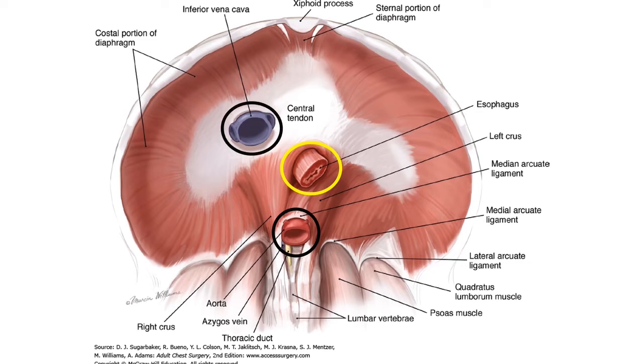The one on the right is in the central tendon. The other two are not in the central tendon. This opening is for the large vein bringing blood from the lower half of the body, which is called the inferior vena cava. It is the highest, and it allows the inferior vena cava to go and empty into the right atrium of the heart.